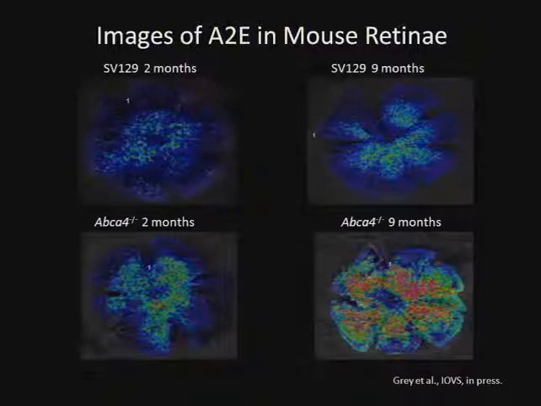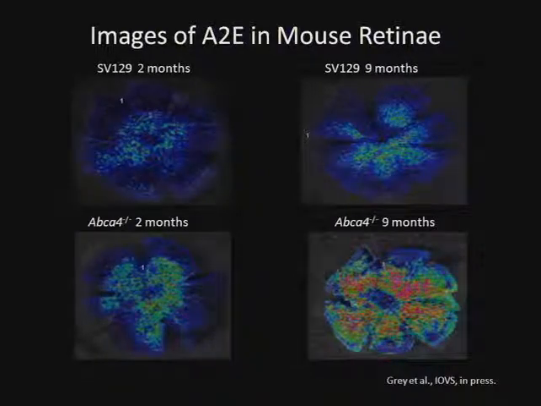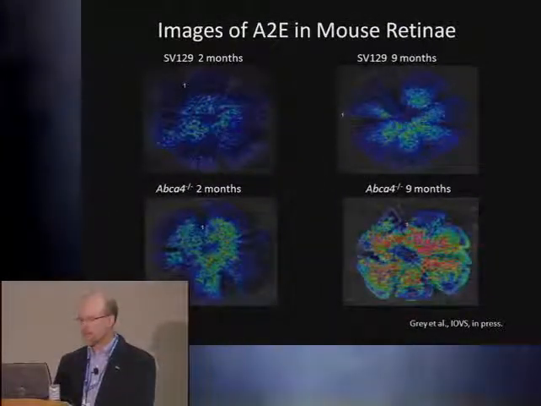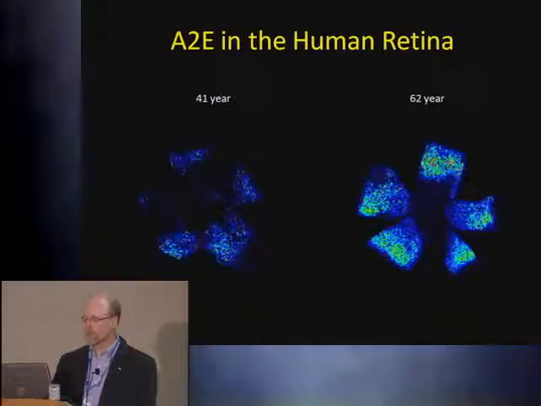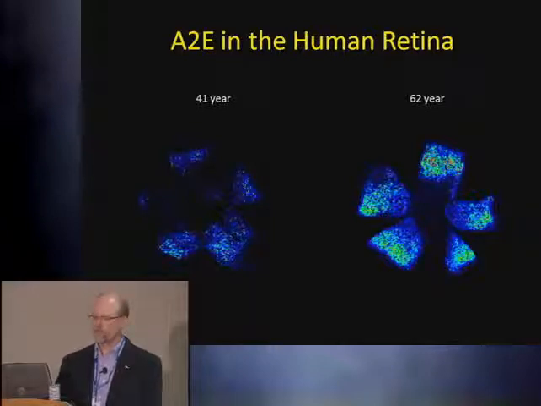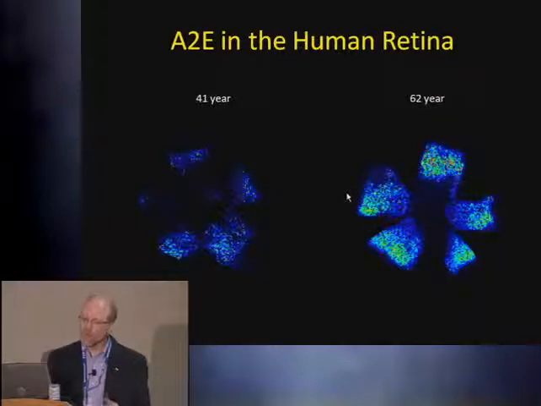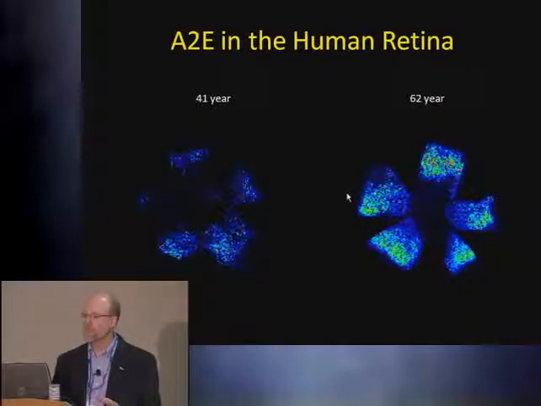Now, unfortunately, mice don't have a macula. So it's not the ideal model for AMD. So we looked in humans, and what do we see? Well, we see A2E present in the human retina. This is a 41-year-old human retina. And as we look in older retina, we see an increase in the A2E signal. But what is most important about these images is that the A2E is present in the periphery of the retina.